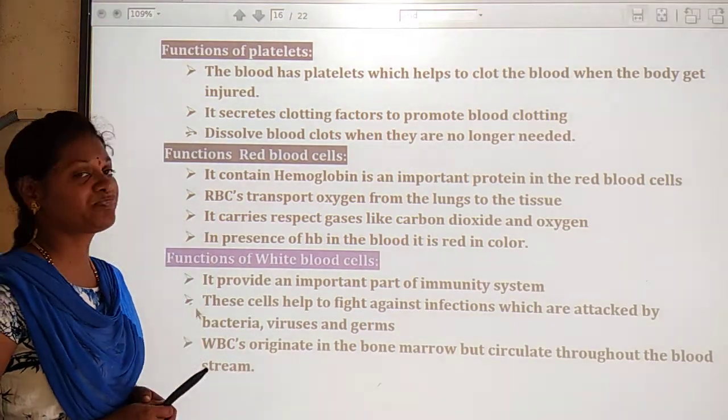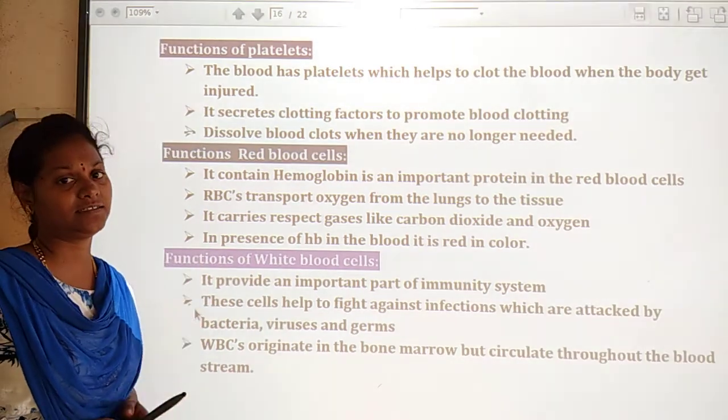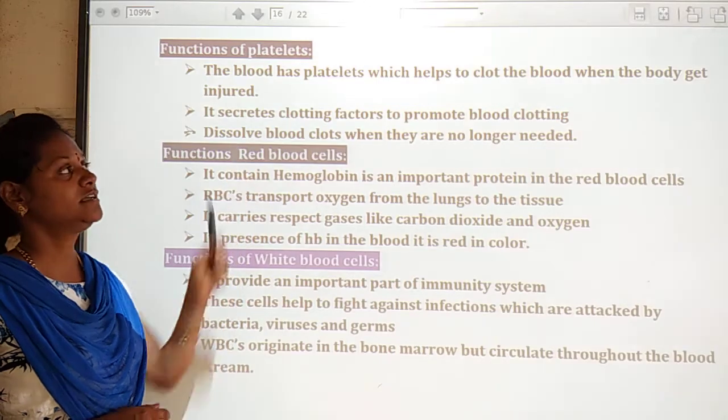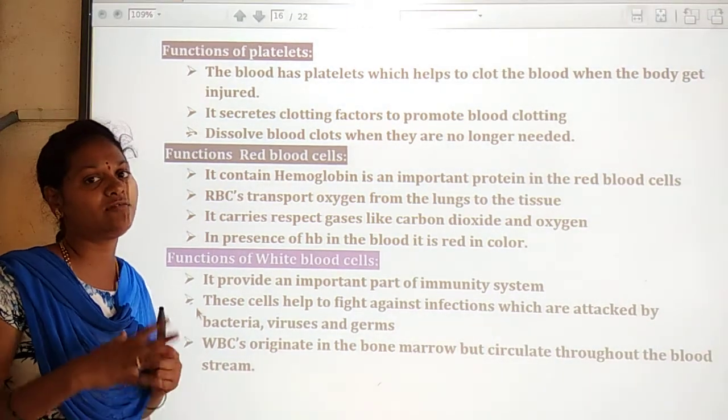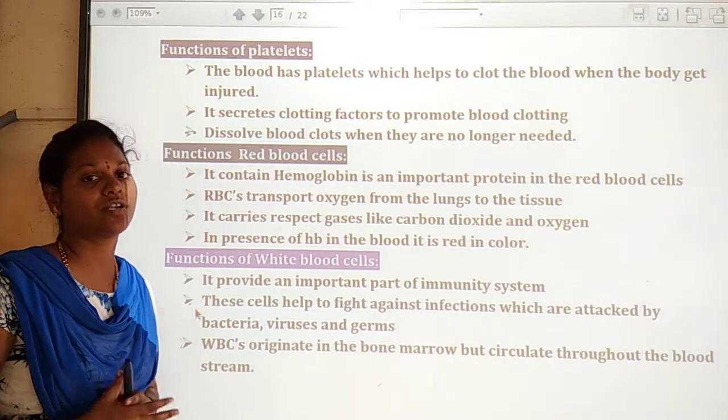So this is also very important for your examination. Write the functions of the platelets. Here you have to write the functions of the platelets. So this helps to clot the blood when we get injured. And here it also secretes some clotting factors.